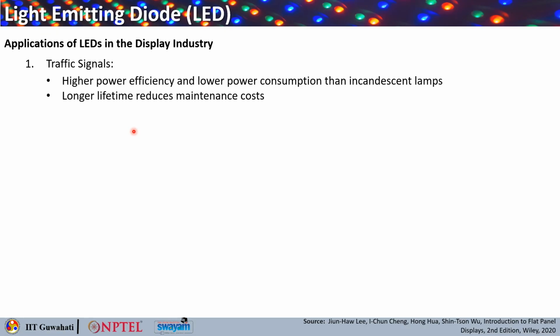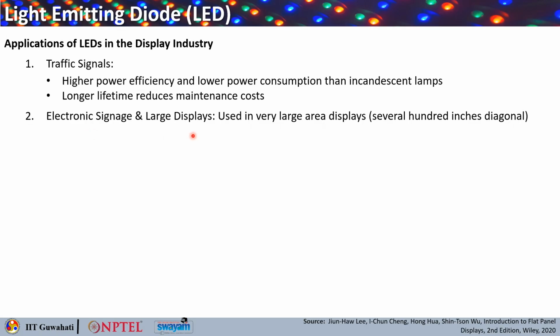So, what are the different applications of LEDs in the display industry? The first usage you might have seen in the traffic signals. Because of the high power efficiency and the lower power consumption as compared to the incandescent lamps, LEDs currently replaced all those lamps in traffic signals, and also their lower maintenance cost gives a very big benefit to the councils, and this has also come because of the longer lifetime. Then you might have seen LEDs used in electronic signage and large displays.